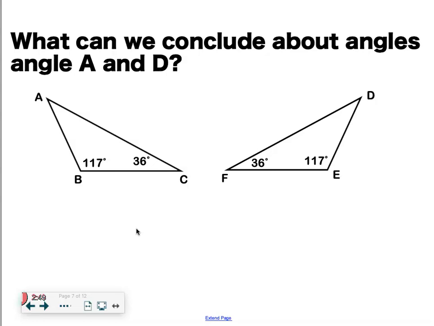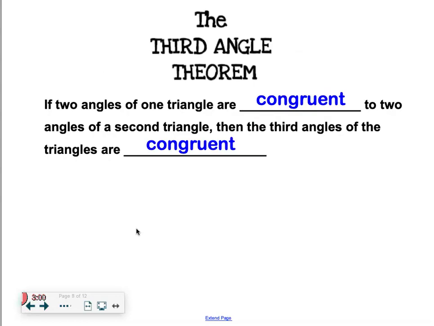These guys match, and these guys match, so by default, the third angles would have to match. So we call that the third angle theorem. That's just if you know any 2 angles of one triangle are congruent to 2 angles of a different triangle, then that last angle has to be congruent.